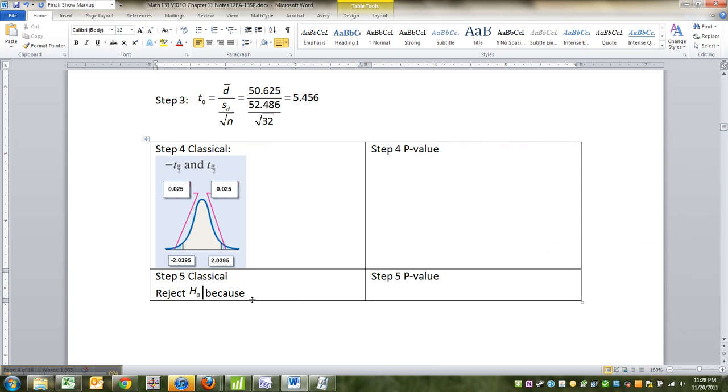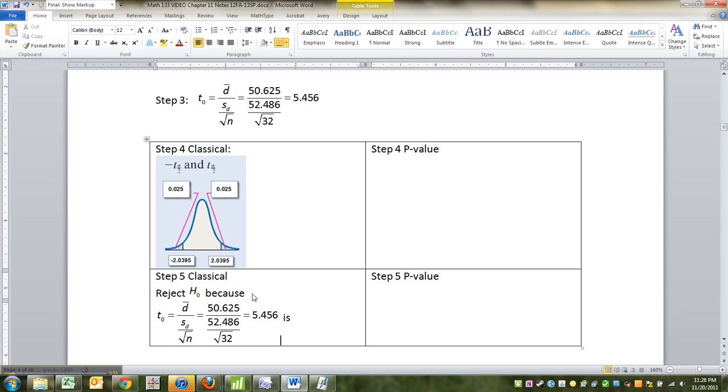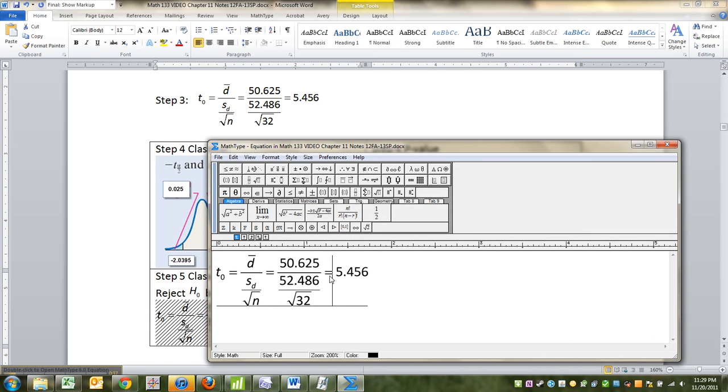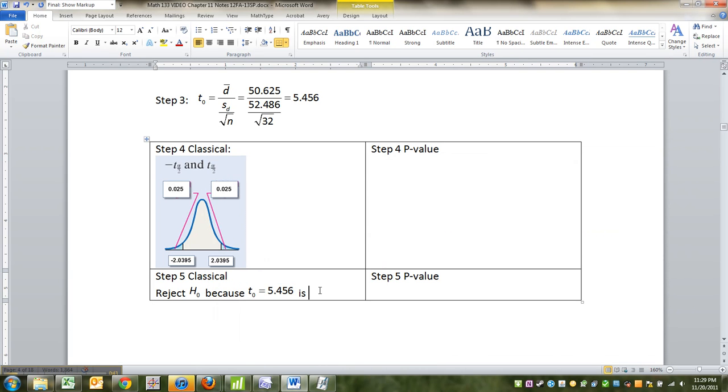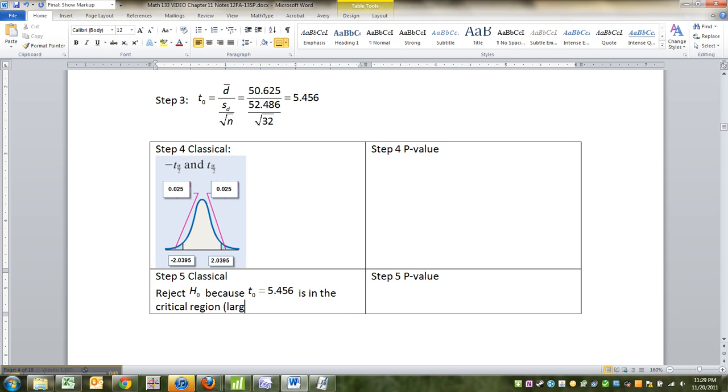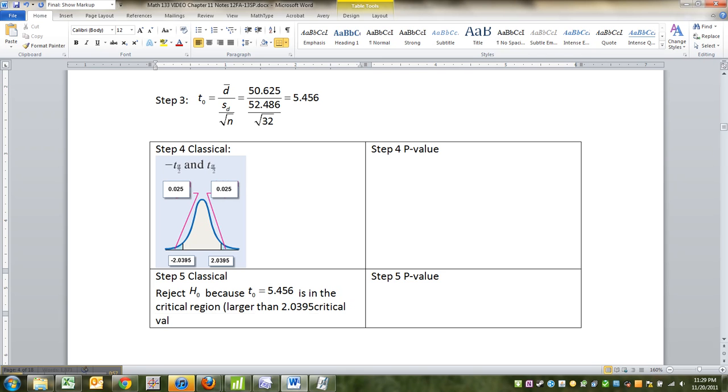Because the test statistic, which is T0, it's here. Hold on one second. Why retype it all when you've got it right there? T0, which is 5.456, is in the critical region, i.e. larger than 2.0395, which is the critical value. Okay, so that's step 5 classical, that's step 4 classical.